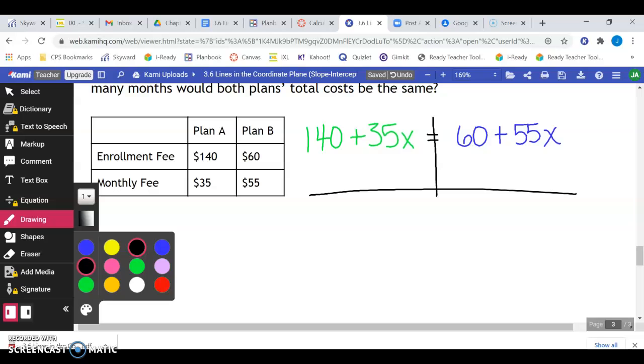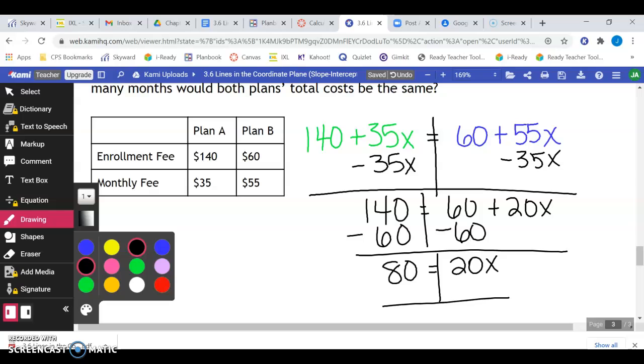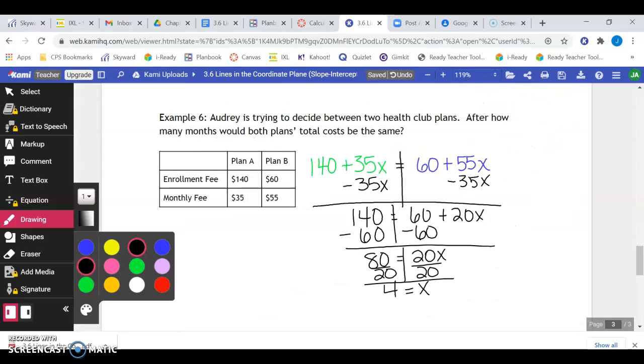We have x's on both sides, and I always said it's easier to move the smaller one, so we're going to subtract 35x from both sides. So we have 140 here, 60, and 55 minus 35 is going to be 20x. Then I'm going to minus 60 from both sides. 140 minus 60 would leave us with 80 equals 20x. Divide both sides by 20 here, so x equals 4. So how many months would their costs be the same? This will be after 4 months.